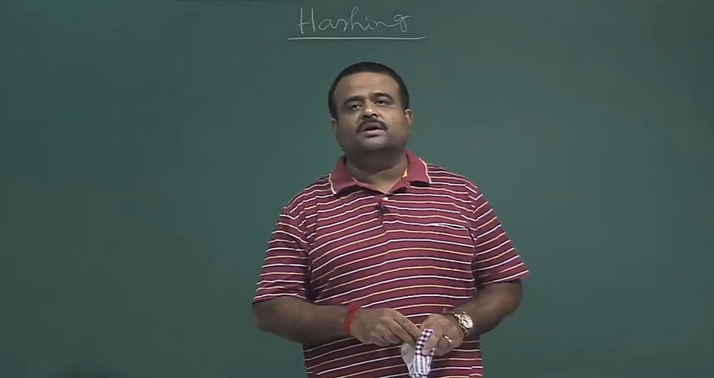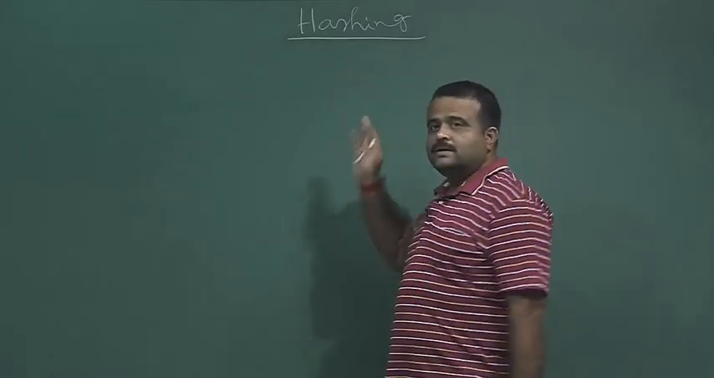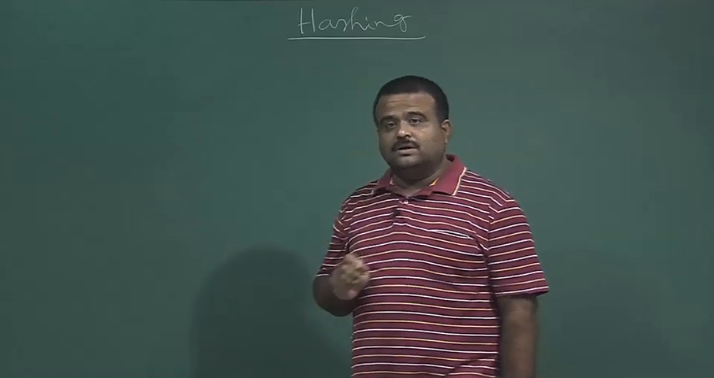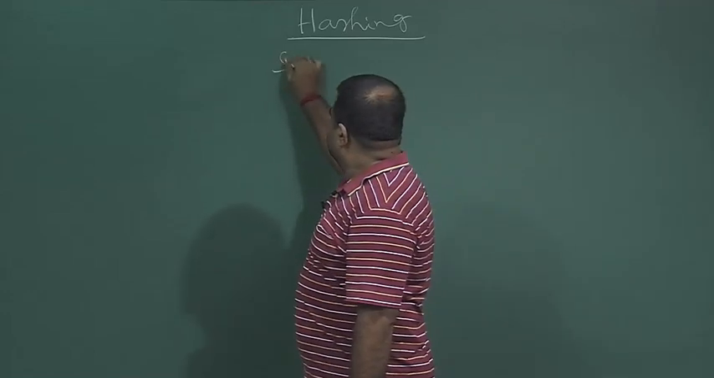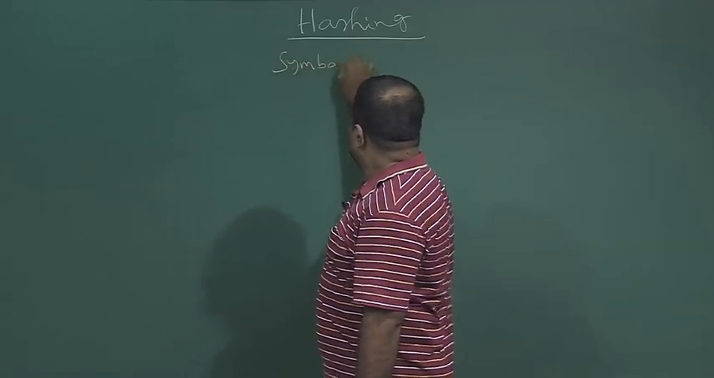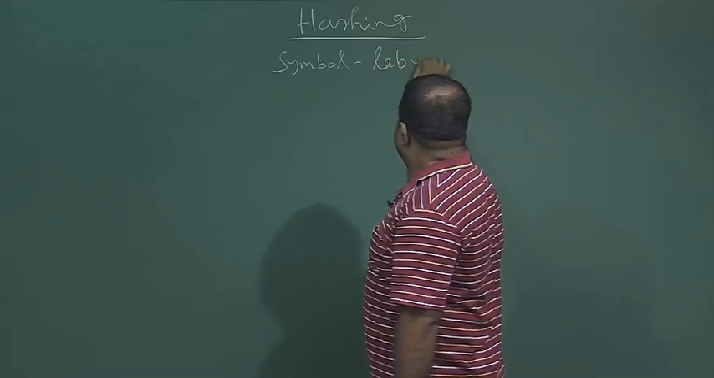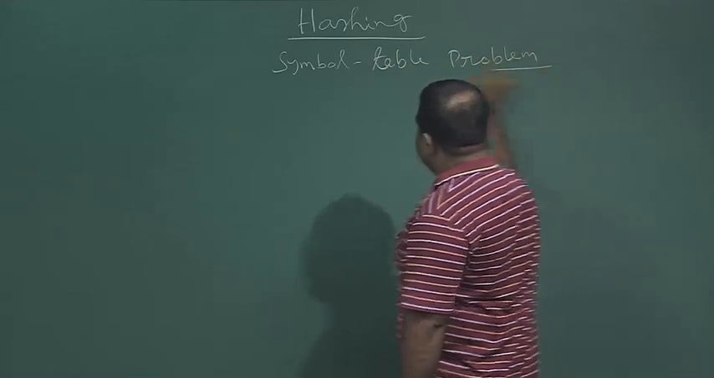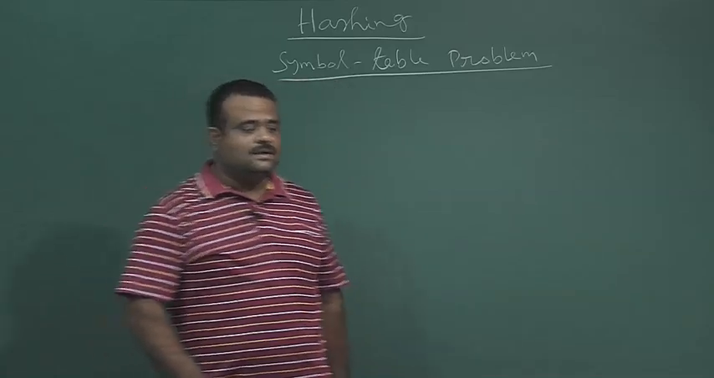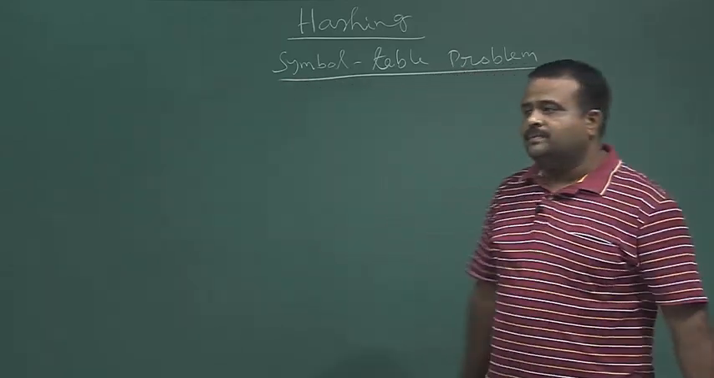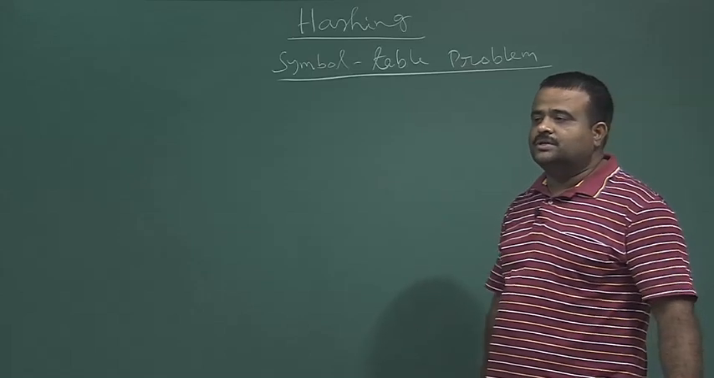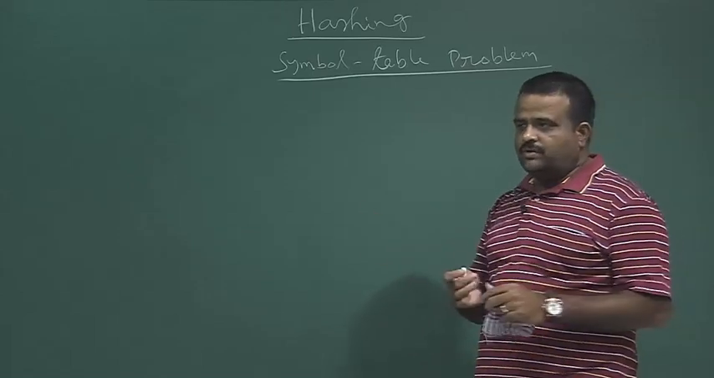Okay, so we'll talk about hashing. This problem is called a symbol table problem. This is a very common problem in compiler design. Basically, we have some records, we have n records. Now the question is how we can store the records in a table.